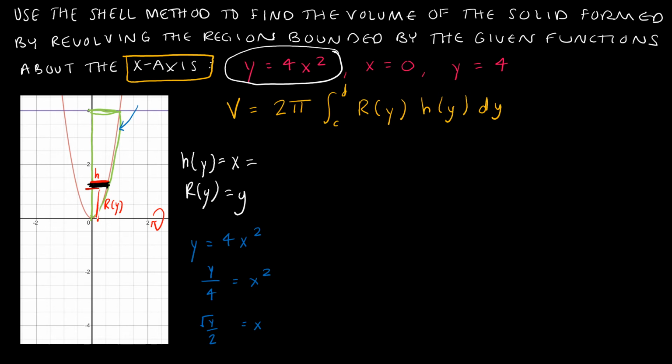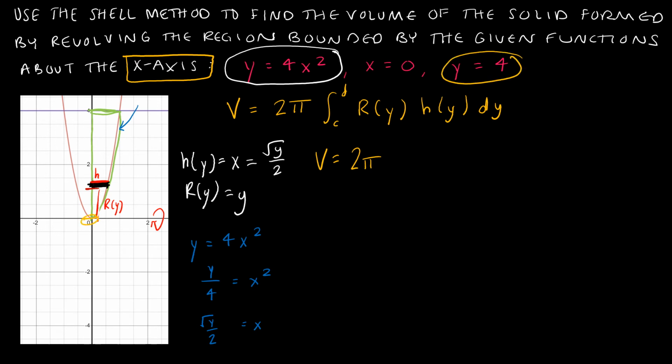So that is now going to be radical y over 2, my height, because it is my function written in terms of y. So now let's find our solution. I have 2 pi, and then again I need to know what my limits of integration are. Looking at this, I can see that I'm using the y values I'm given as the limits, so I don't have to do any work.